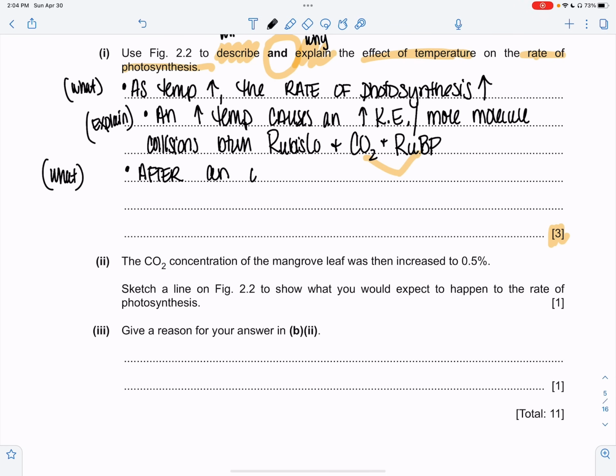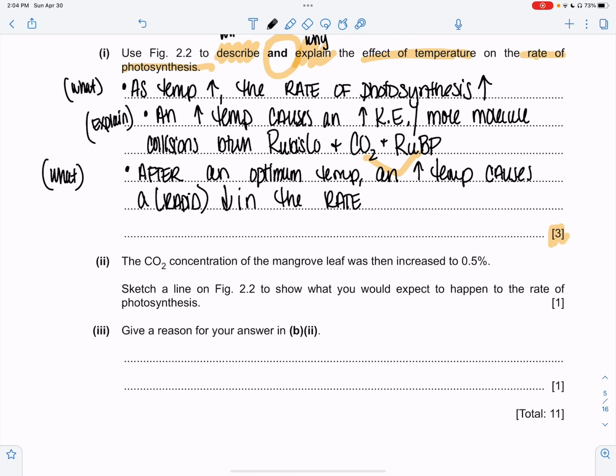So after an optimum temp, after temperature is at an optimum, you can also say that an increase in temperature causes, you can say rapid, but you don't have to, a rapid decrease in the rate of photosynthesis. And tomorrow, Monday, or whenever you guys have your exam, we're not going to put NRG. You don't want to put arrows. We're not just going to say photo. We're going to say photosynthesis. And this is your why.